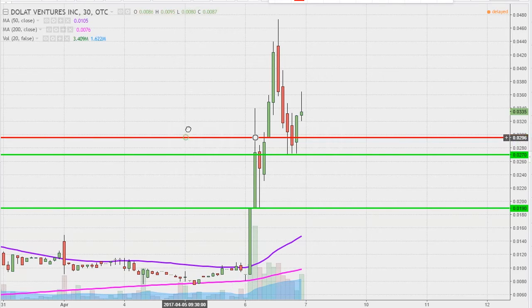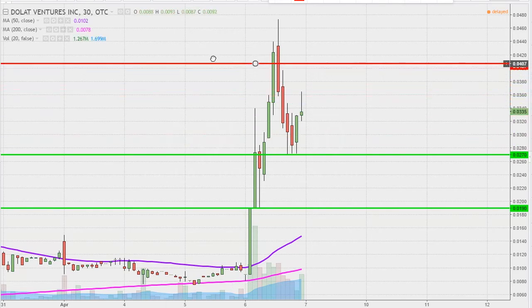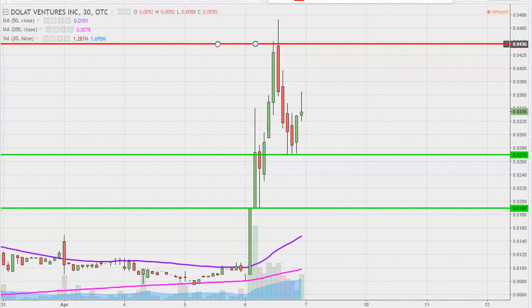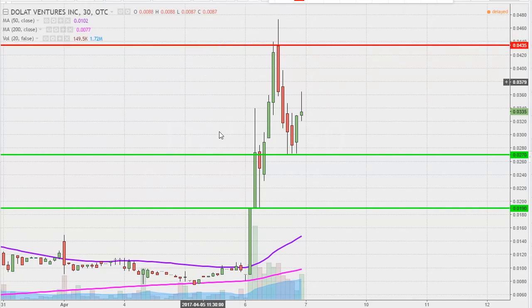Now, what about areas of resistance? I'm just going to focus on one right now, and I'll explain that in a second. And that key level is right up here. I'm just going to call it 0.04. What is that? 0.044. So that'll be the near-term level.